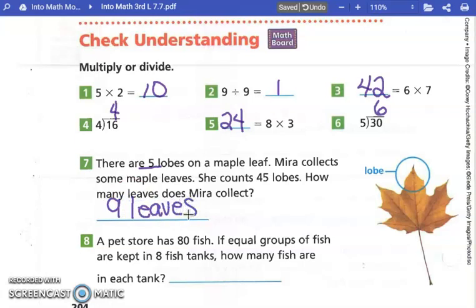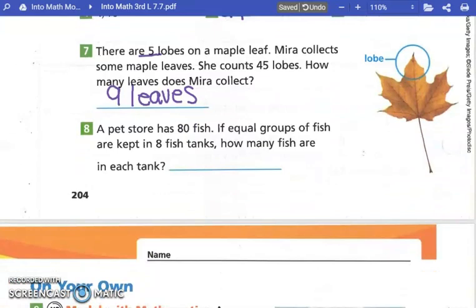And then on number 8, a pet store has 80 fish. If equal groups of fish are kept in 8 fish tanks, how many fish are in each tank? So again, it's a 0. We know that 8 times 5 is only 40. So you should recognize that you have to multiply 8 by 10 to get 80. So this one is 10 fish.